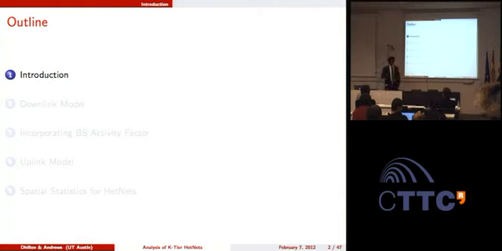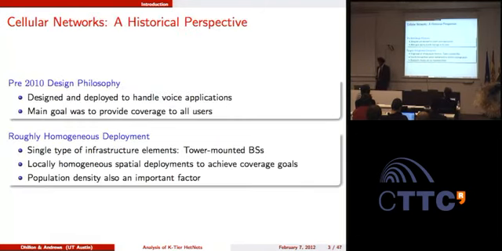and then the last part would be on spatial statistics. As most of you guys know stochastic geometry, most of us use Poisson models, but are they really applicable in HetNets? So we have certain data sets and will be studying them and seeing whether Poisson models are really applicable or not.